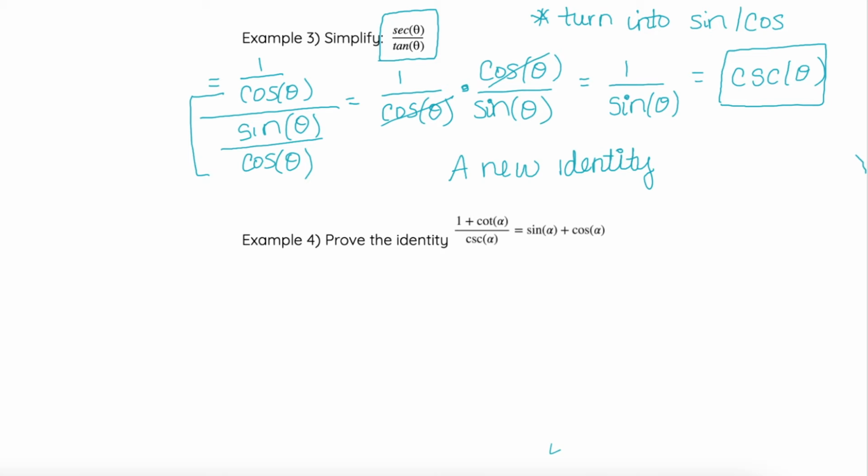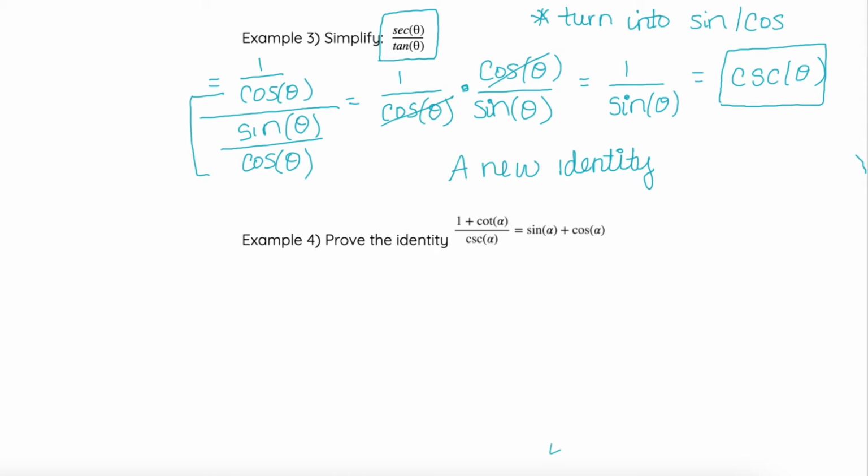Pretty cool. It's not a popular new identity by any means, but what we did is found a new identity. So it's not going to be written on our identity sheet because it's not one that you're frequently going to need or come across.